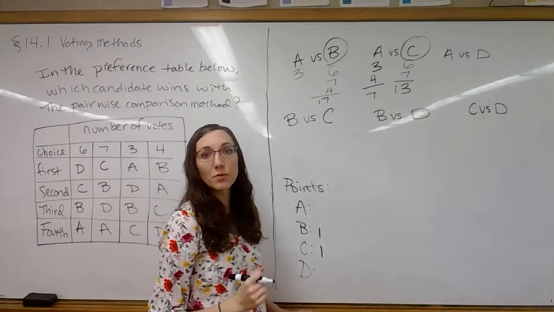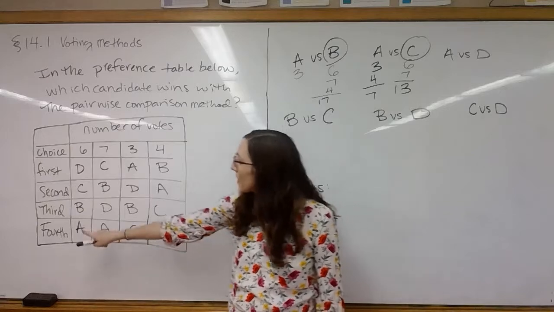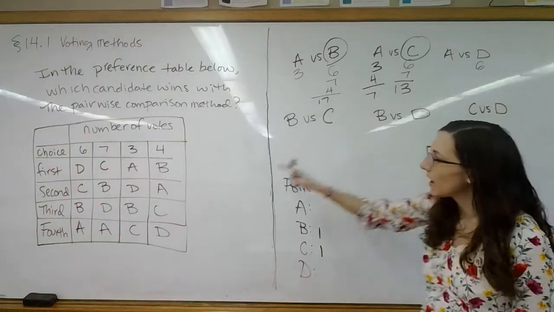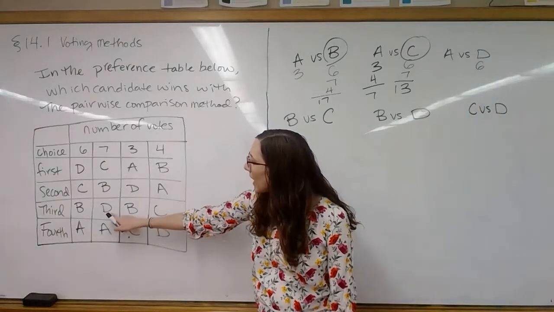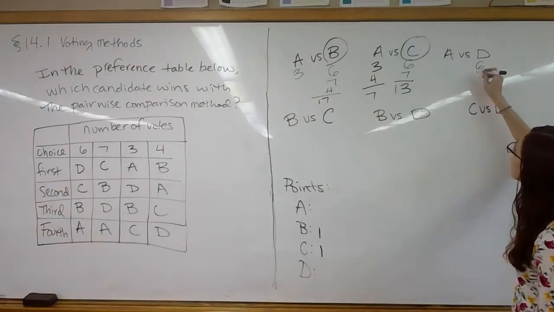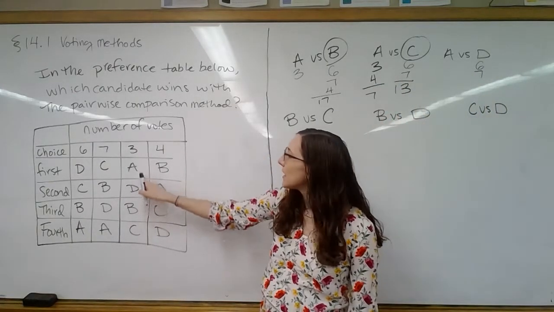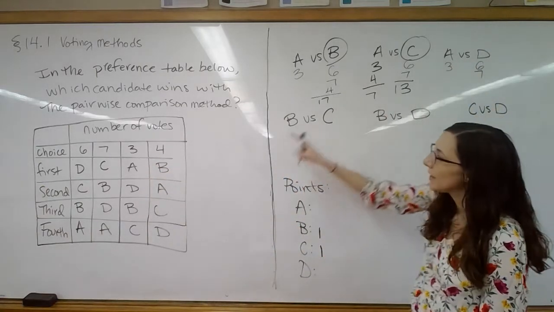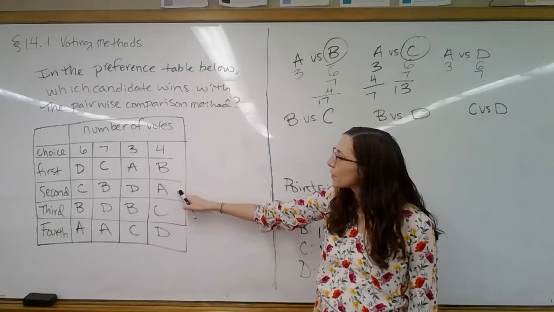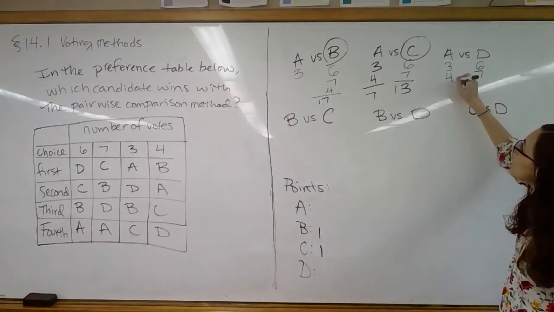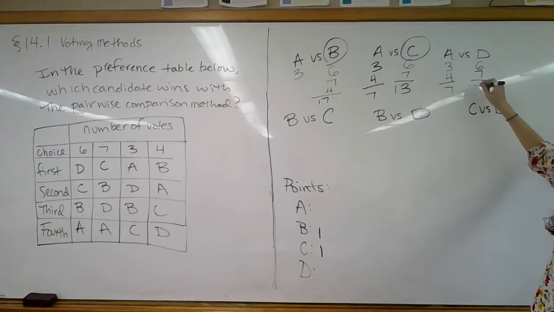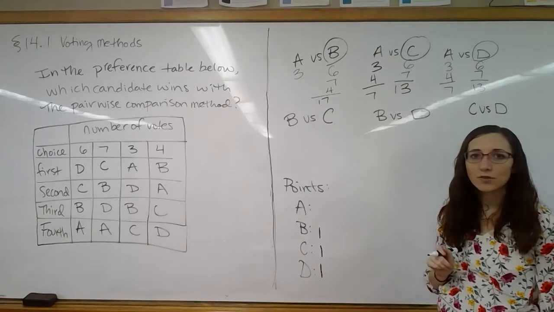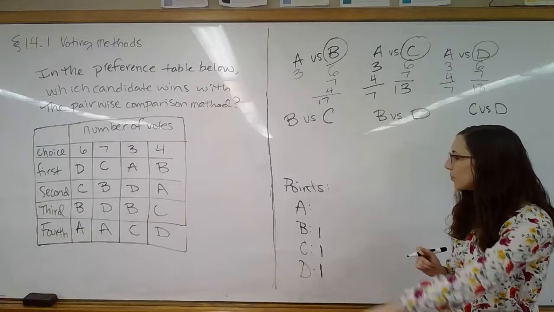And then we move on to the next one. Now we're on to A versus D. With A and D, D is preferred, D gets 6. In this next column, D is preferred to A, so D gets 7. In the third column, A is preferred, so A gets 3. In the fourth column, A is preferred, so A gets 4. Again, 3 and 4 is 7, but 6 and 7 is 13. So D wins with more, so D won a point. At the moment, we're all tied up with B, C, and D.